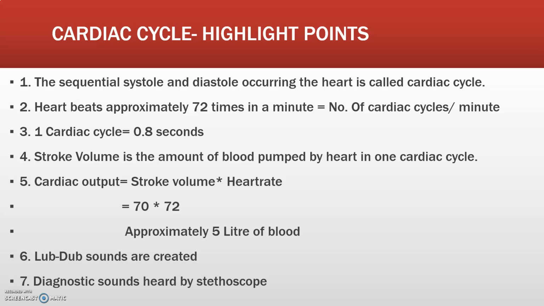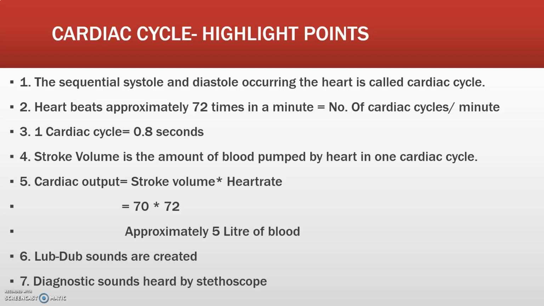One cardiac cycle is approximately 0.8 seconds, as we can simply calculate by unitary method, that is dividing 60 seconds by 72 heart beats, which is equal to 0.8 seconds. Now, next important thing is stroke volume.